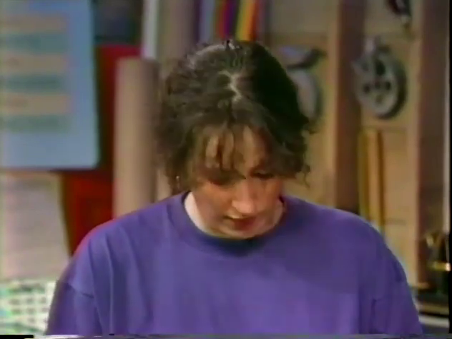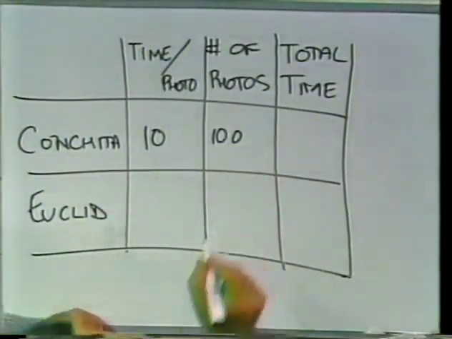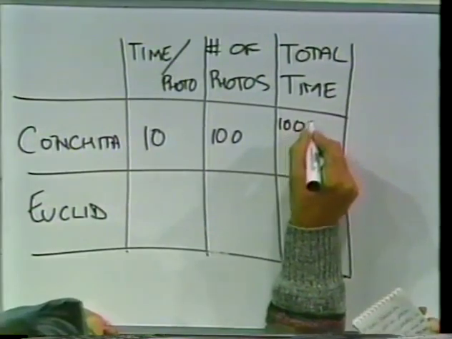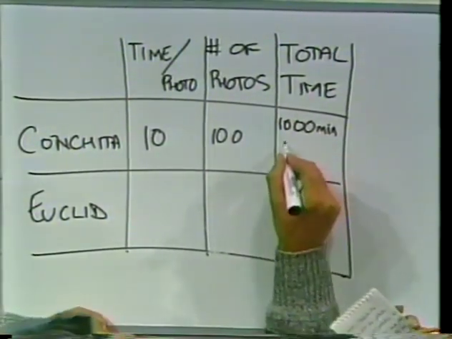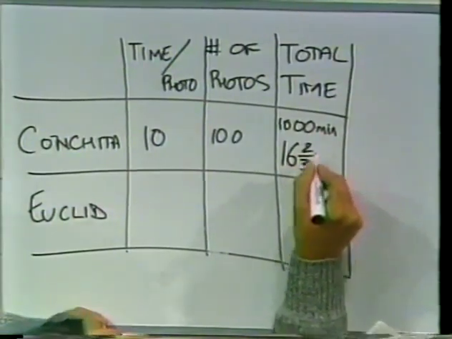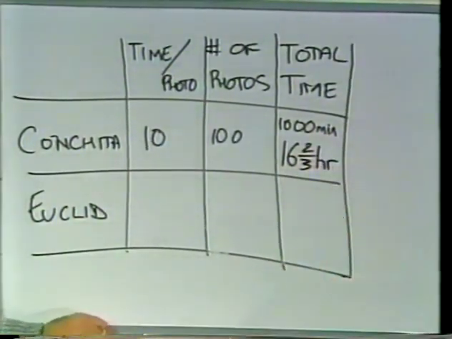It takes Conchita 10 minutes for each photo. And there are 100 photos. So that means 1,000 minutes. And 1,000 divided by 60 minutes equals 16 2/3 hours. Too long. Euclid can do it way faster, okay?